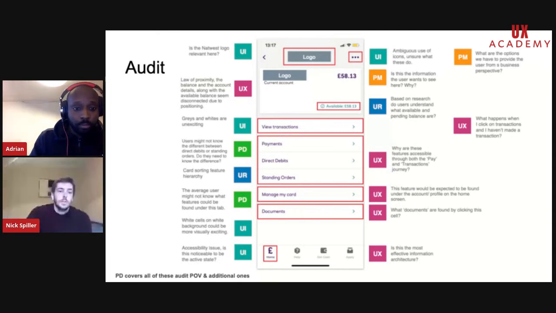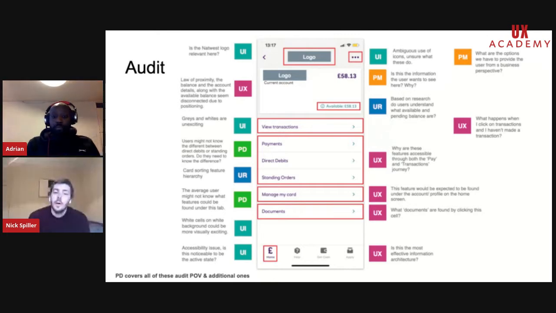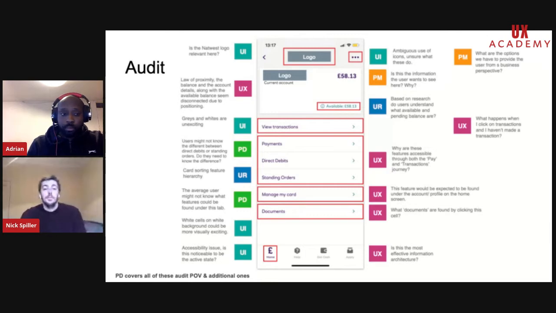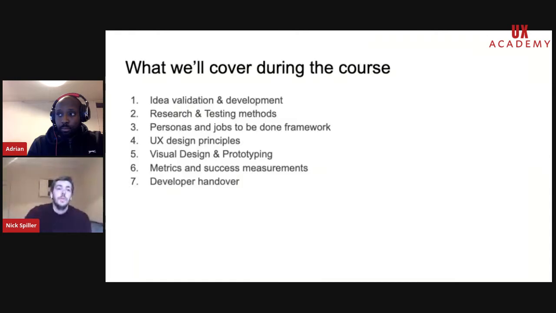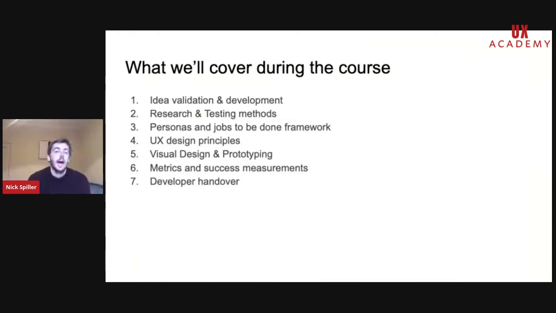We're going to take you from idea validation and development all the way through to sort of research and testing methods. We're going to teach you about design principles and visual design and prototyping, and then get you set up with some metrics and success measurements. We're then going to take you through to the actual developer handover so that you can get this product off the ground and deliver it to a developer and get this made.